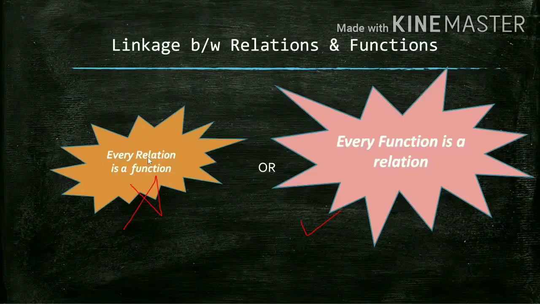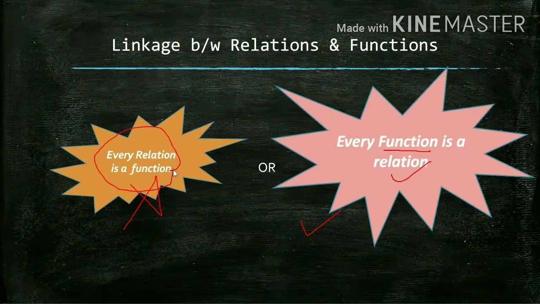First thing, every function is a relation. Definitely. Because if it is a function, then it must be satisfying the property of a relation as well. So that is definitely true, no doubt. Clear? Looking at this thing, every relation is a function or not.